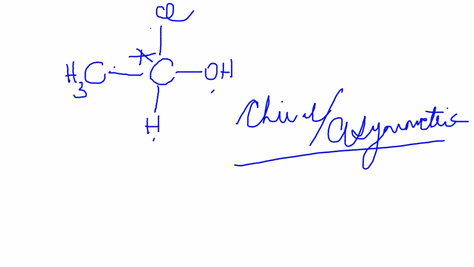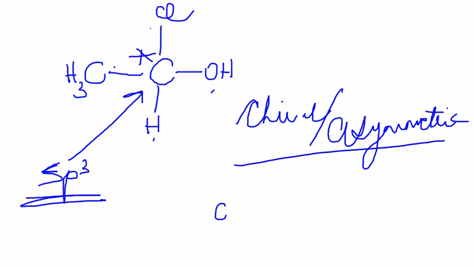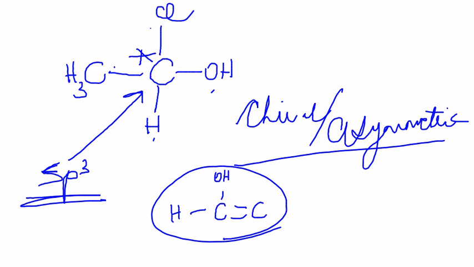Another thing that I would want to bring out here is that this carbon that we are calling chiral or asymmetric must be an sp3 hybridized carbon atom. That means you cannot have a C double bond C with maybe an OH here and maybe an H here. You can never say that this carbon atom is asymmetric.